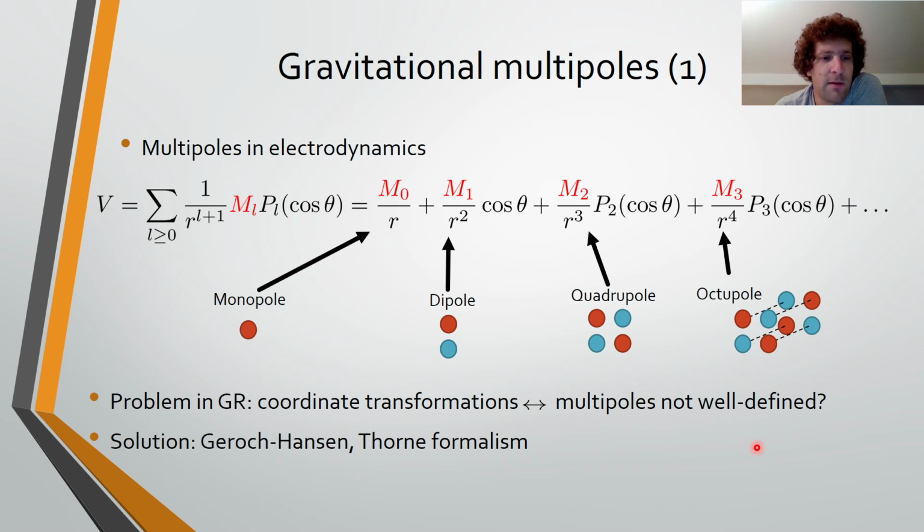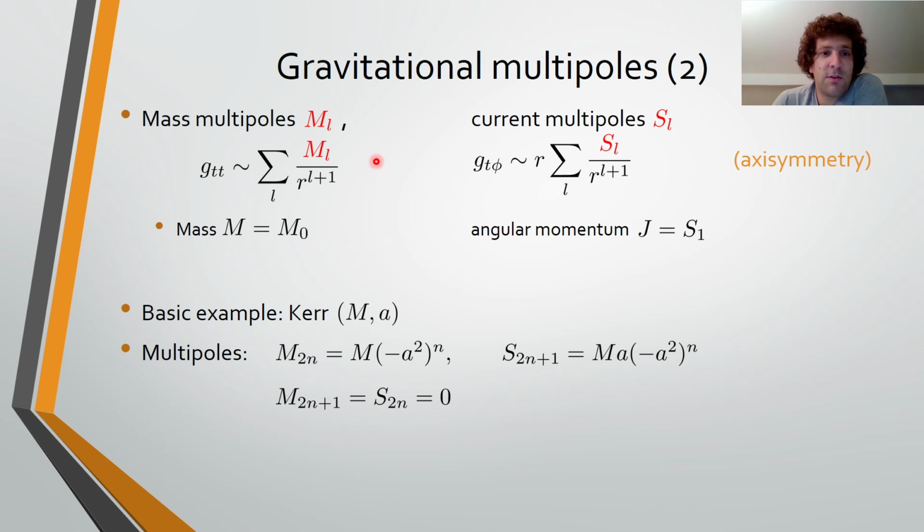That's of course a valid worry, but the solution to this was given in the 60s and 70s by Geroch and Hansen and the Thorne formalism. These formalisms assure us that we can indeed define two families of gravitational multipoles. These two families are the mass multipoles, which are generally denoted by M_l, and the current multipoles, which are generally denoted by S_l. The mass multipoles are essentially a 1 over r expansion in some coordinates of the tt component of the metric, and the t phi component of the metric has a 1 over r expansion that gives you the current multipoles. The multipoles that we know the best are, of course, the mass, which is just M_0, and the angular momentum, which is just S_1.